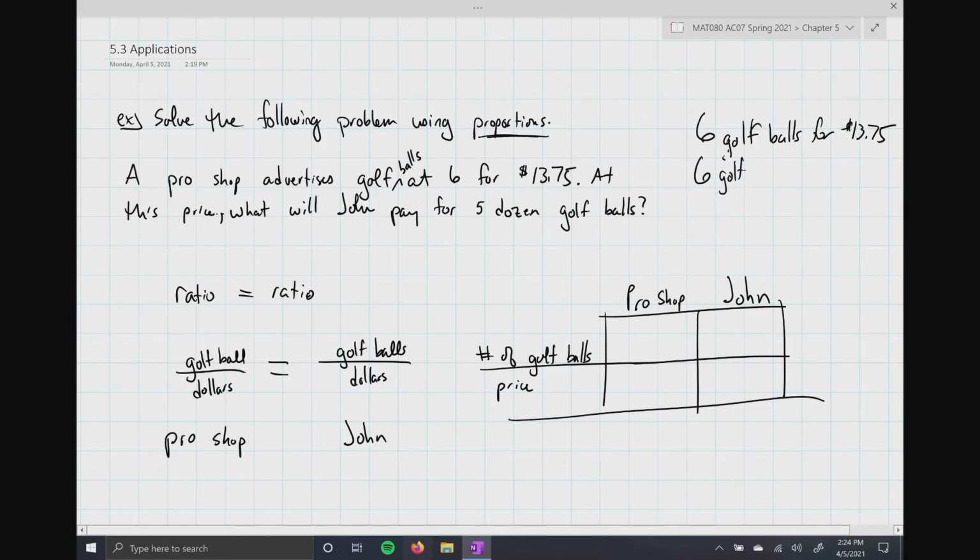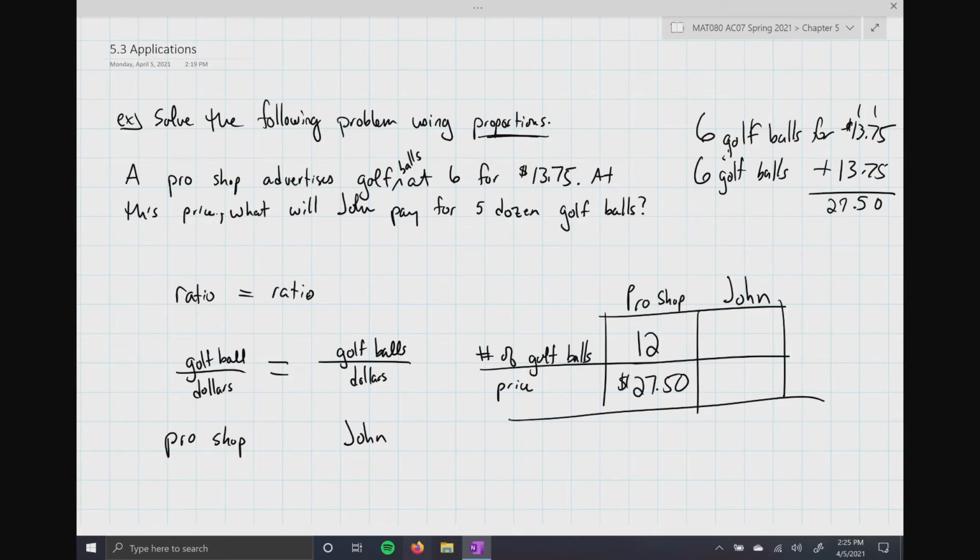So if I just added this again, 6 more golf balls. All I have to do is just add those two prices together. 5 plus 5 is 10. Carry the 1. That's going to be 14.5. Carry the 1. So in the pro shop, for 12 golf balls, they're going to charge me $27.50. Okay, so that's the pro shop.